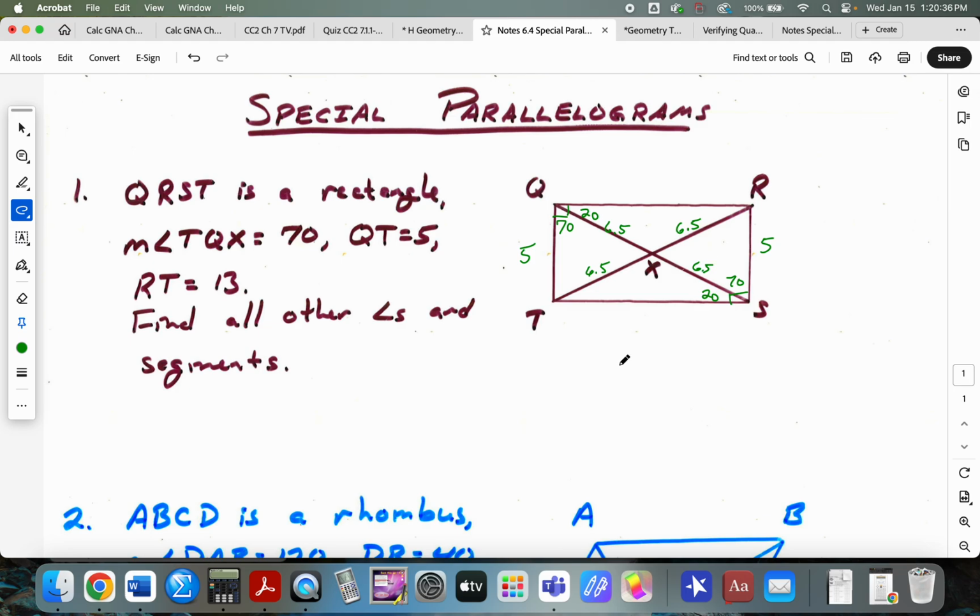If they're all isosceles, then doesn't that mean angle SRX is also 70? Yes, absolutely. And then angle QTX is also 70? QTX, yep. And then QRX is 20, and then QRX, yep. STX is 20. Absolutely. Very good.